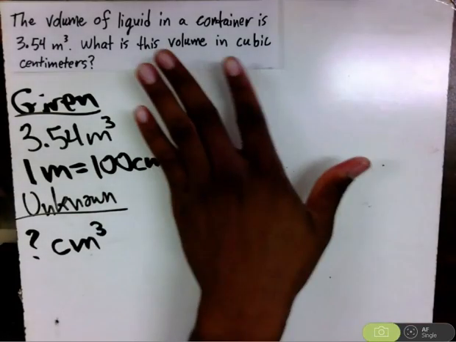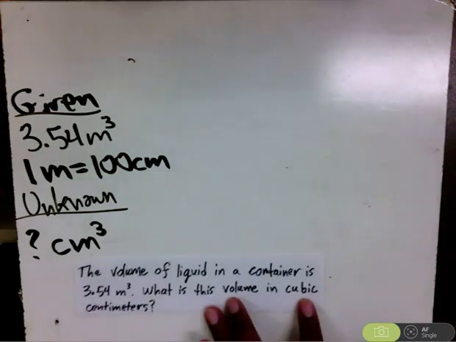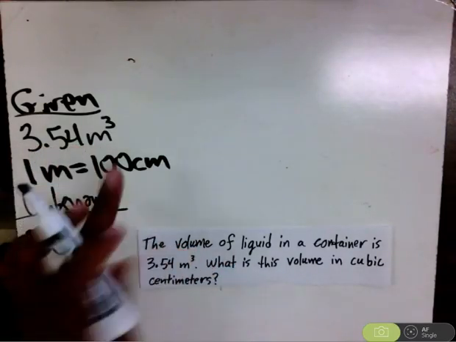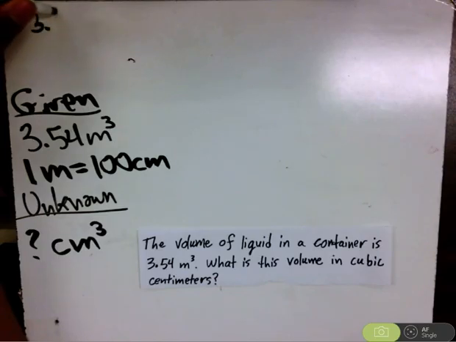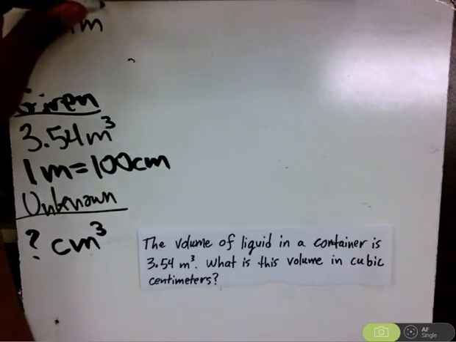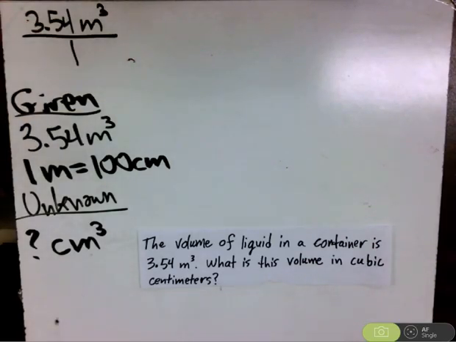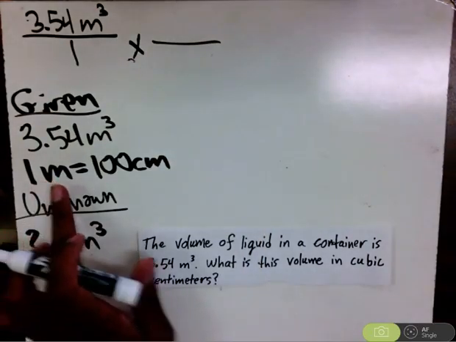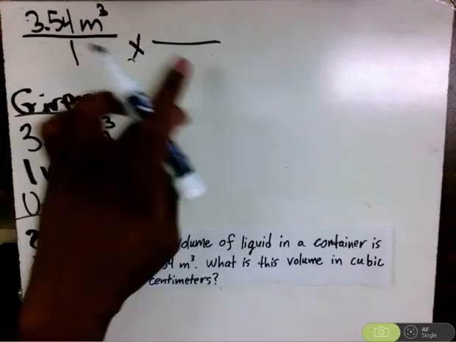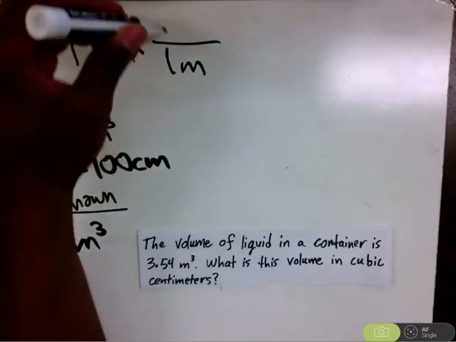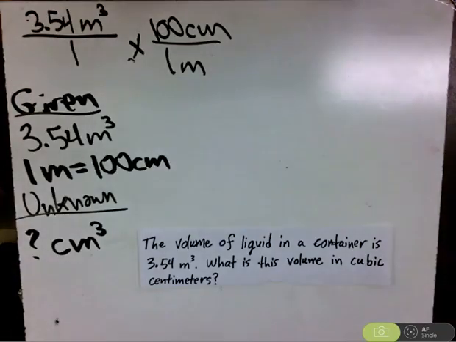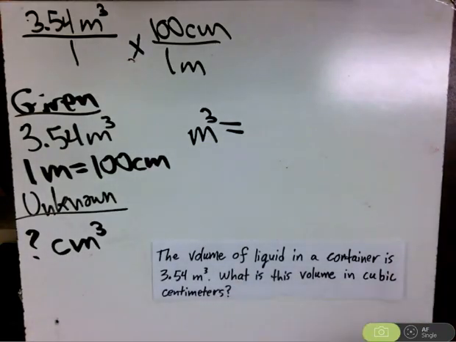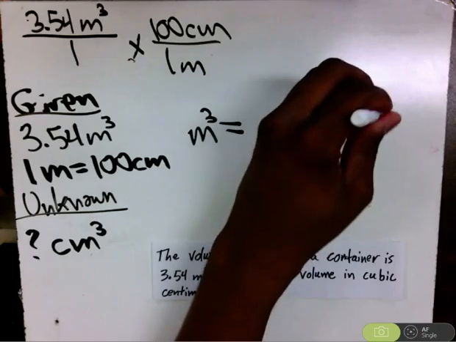So here's how we attack this problem. It's really the same as the problem that we did before. We're going to take our given quantity and turn it into a fraction, 3.54 meters cubed over 1. And now we're going to multiply it by a conversion factor. 1 meter is equal to 100 centimeters. I want meters to cancel, so I'm going to put 1 meter on the bottom. I'm going to put 100 centimeters on top. But remember, meters cubed is equal to meters times meters times meters.